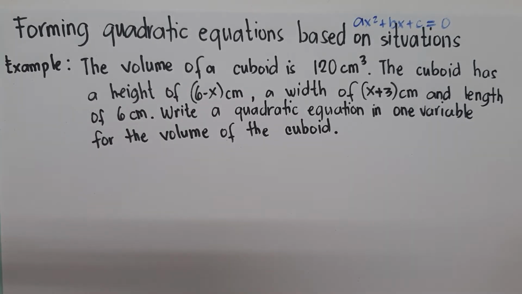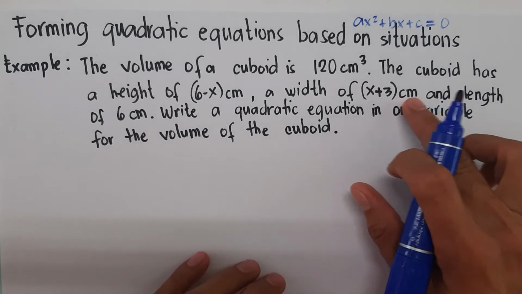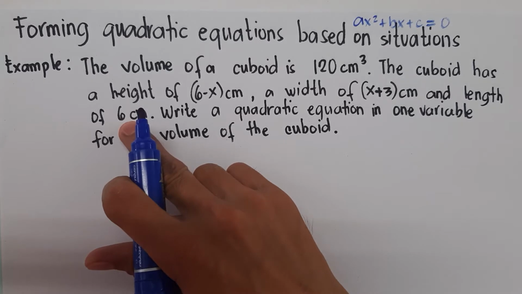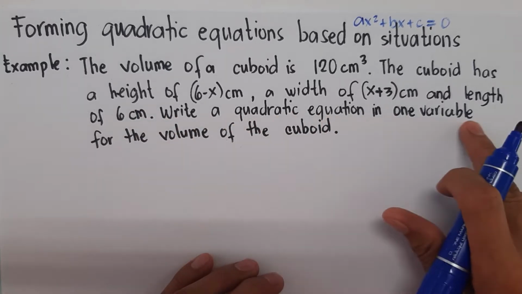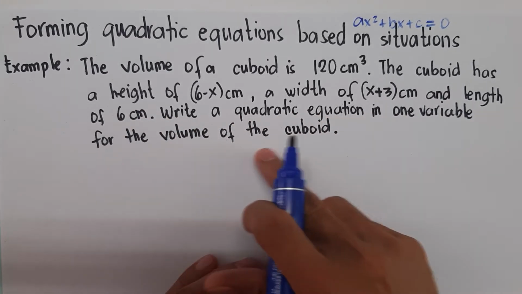So our problem states that the volume of a cuboid is 120 centimeters cubed. The cuboid has a height of 6 minus x centimeters, a width of x plus 3 centimeters, and a length of 6 centimeters. Write a quadratic equation in one variable for the volume of the cuboid.